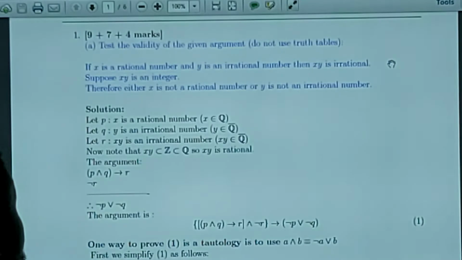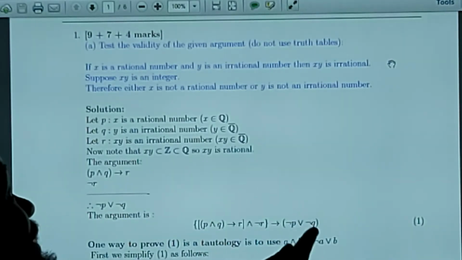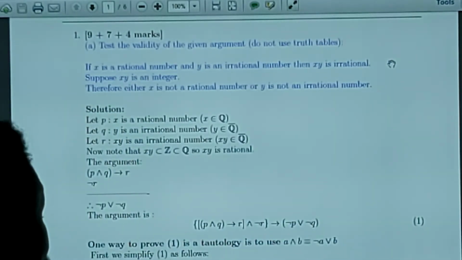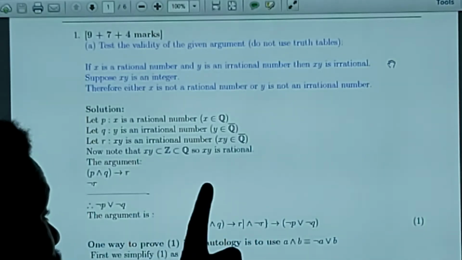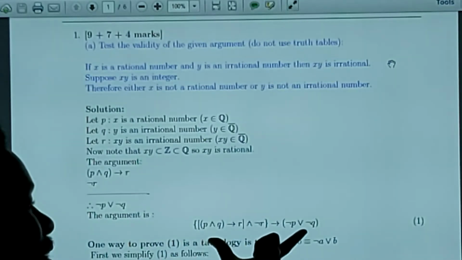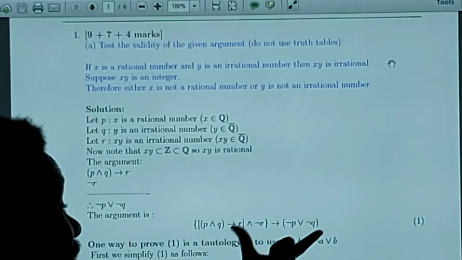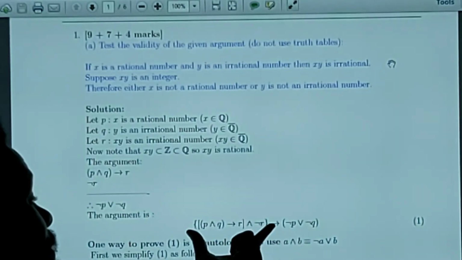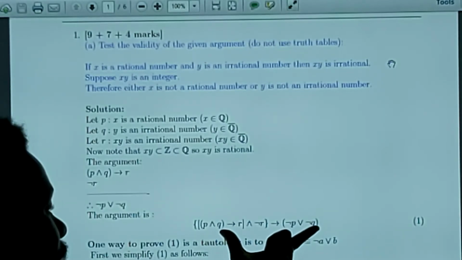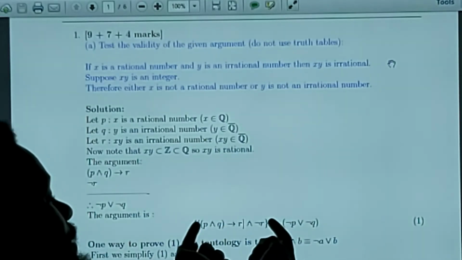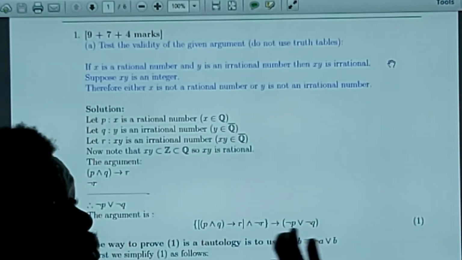Anyway, once you have the argument, now testing the validity, I was giving you 6 marks. Testing validity could have been done in several ways. One way that was very good: you want to test whether it's valid, whether it's a tautology. One argument which I didn't give in the solution is to prove it by contradiction. Suppose this statement is actually false. When will this be false? This will be true and this will be false. True implies false, that's the only time.